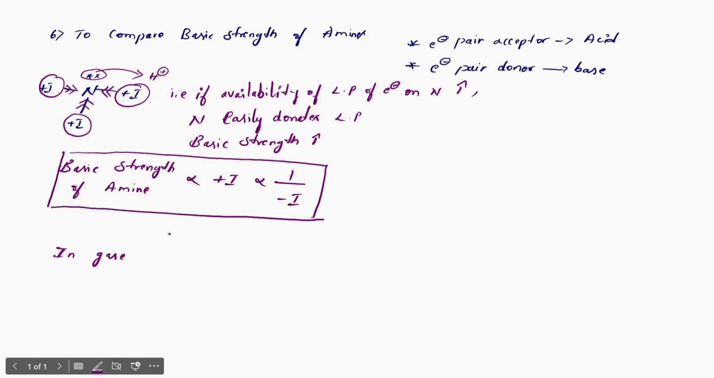Okay. In gas phase, order of basic strength is tertiary amines are more basic than secondary amines are more basic than primary amines are more basic than NH3. This is the order of basic strength in gas phase. Okay. We will see what is the order of basic strength in aqueous media.